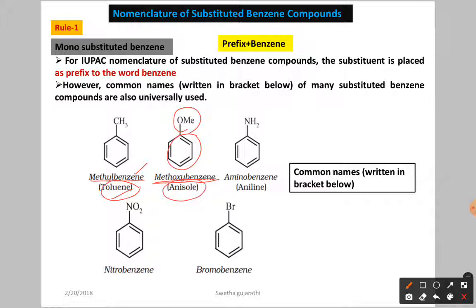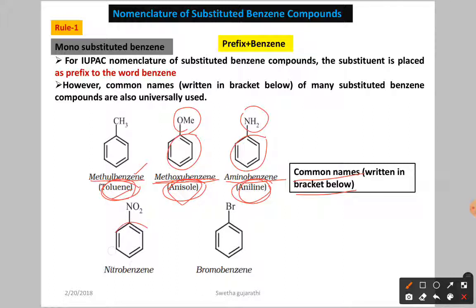Next, on the benzene ring, if you have the NH2 group as a substituent, that is called aminobenzene. The common name is aniline. Here the common names are all written in brackets. Whatever is in the brackets indicates the common name. Common names you also have to remember.